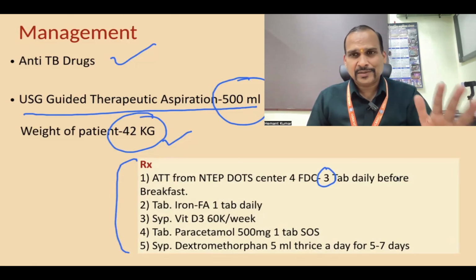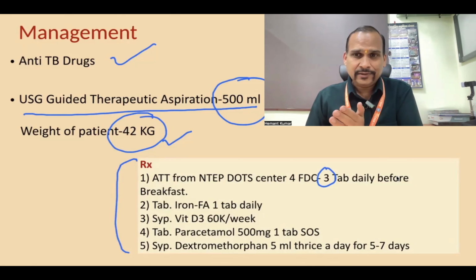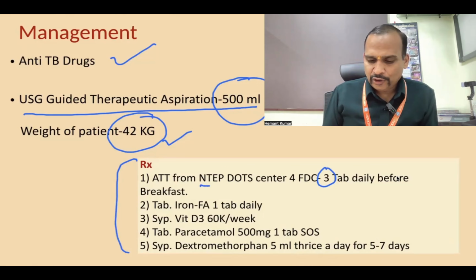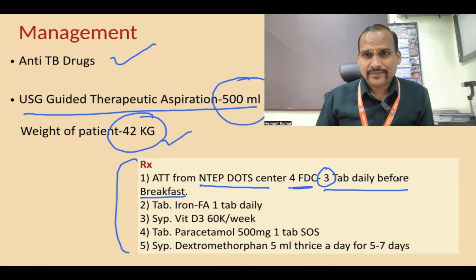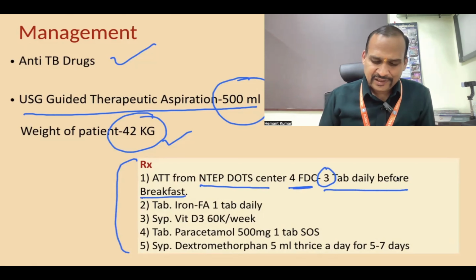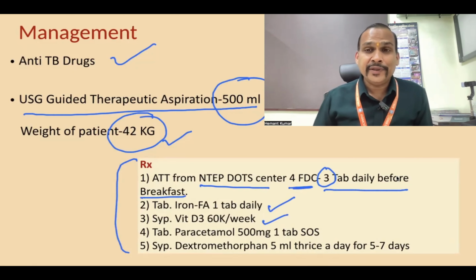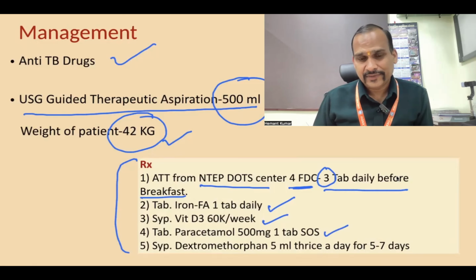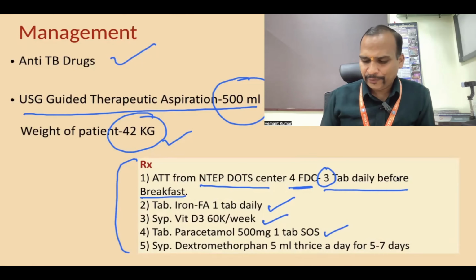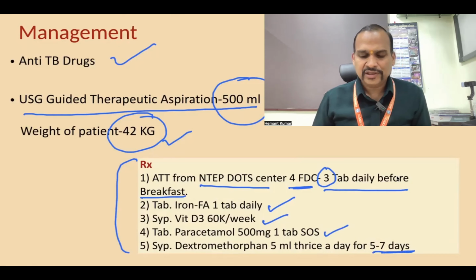So this is my prescription, how I prescribe ATT to a patient. ATT from the DOT center, 4 FDC, 3 tablets daily before breakfast, because ATT should be taken on an empty stomach, especially rifampicin. Since the patient is anemic, we have to give iron folic acid. In a few patients we give vitamin D3, not all patients. For symptomatic relief, we can give paracetamol on SOS basis. And since the patient is having dry cough, we have to give symptomatic relief in the form of syrup dextromethorphan.